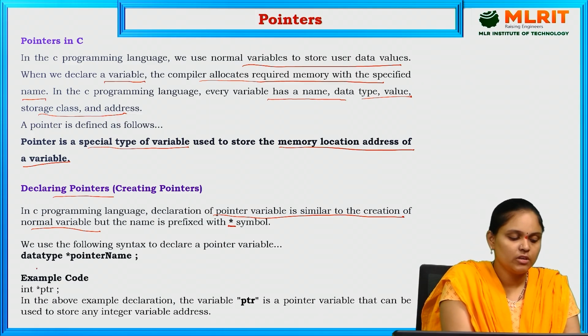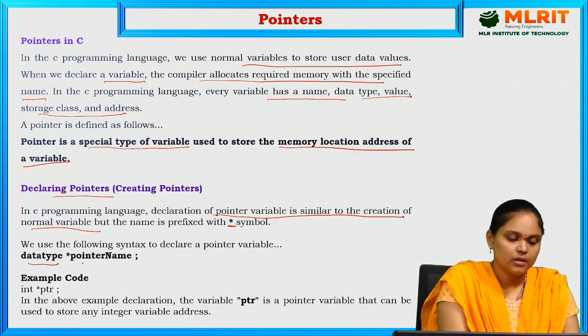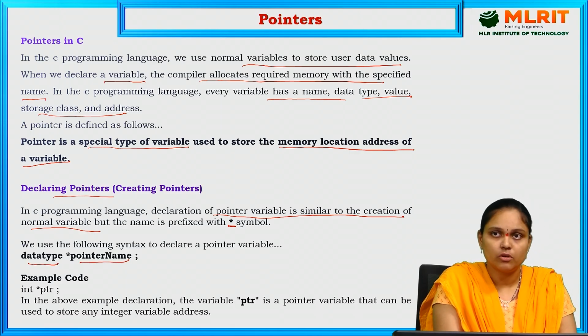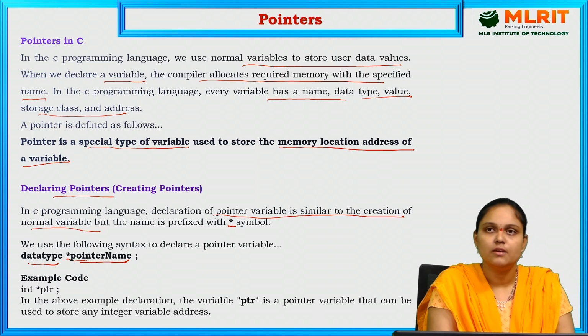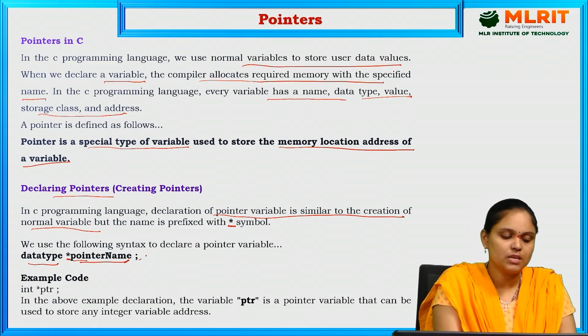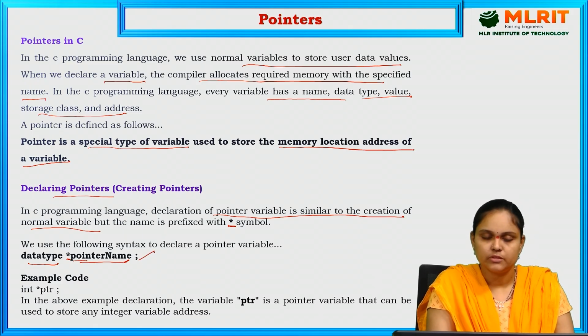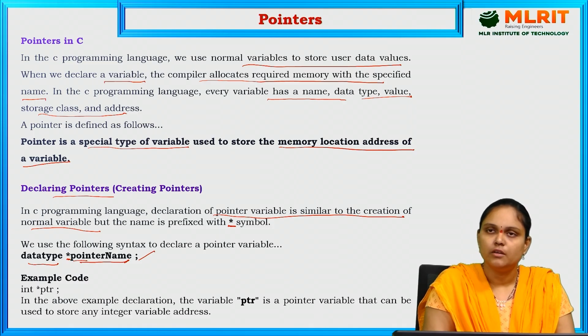So this is the following syntax: the data type and the pointer name, or the variable name. But before this pointer name, we use the asterisk, that is the star, to tell that it is a pointer variable. That is the difference between normal variables and pointer variables.